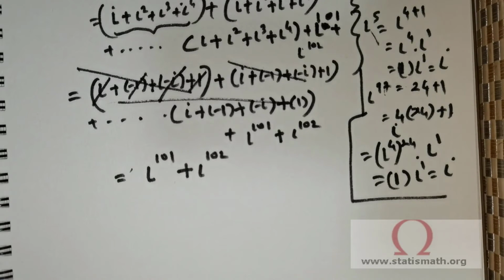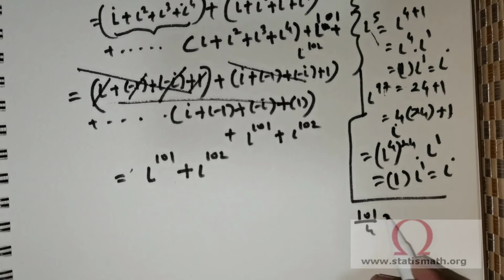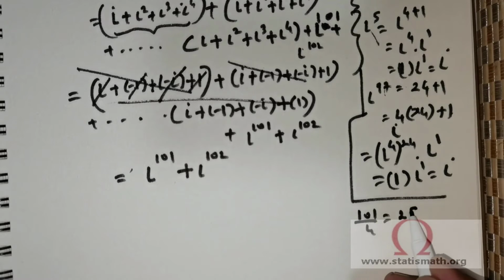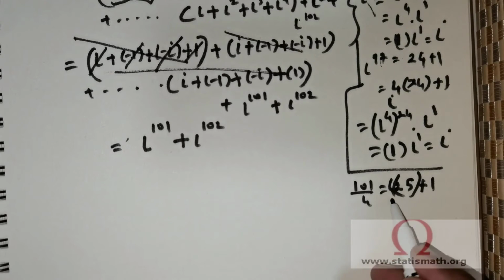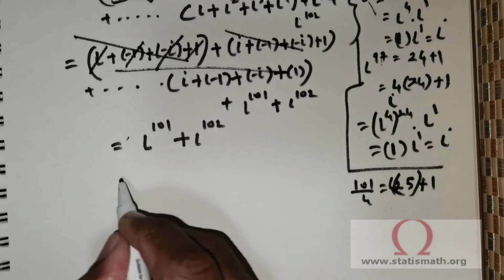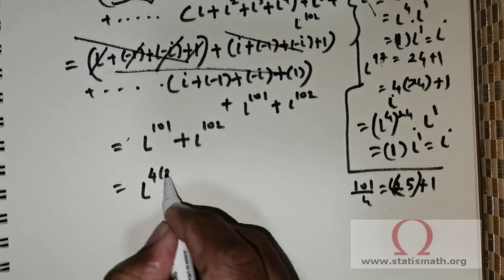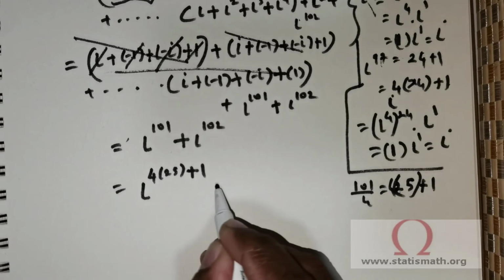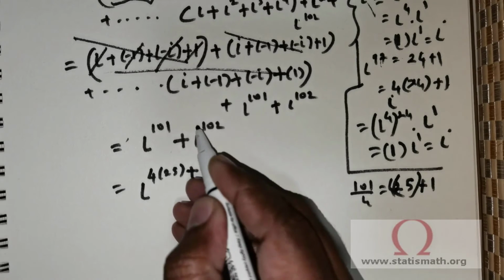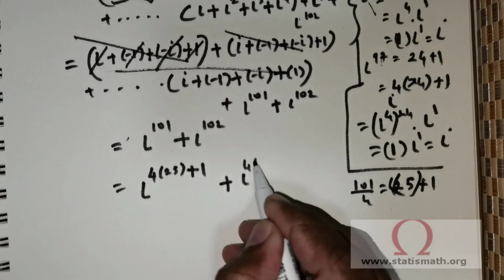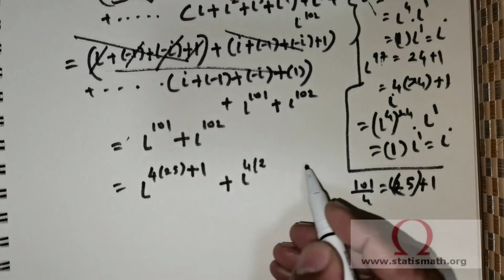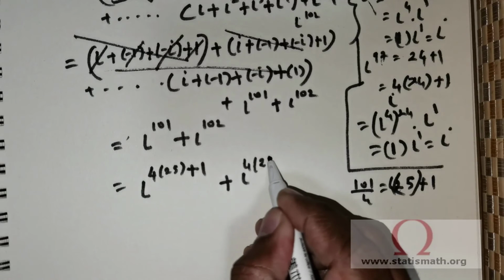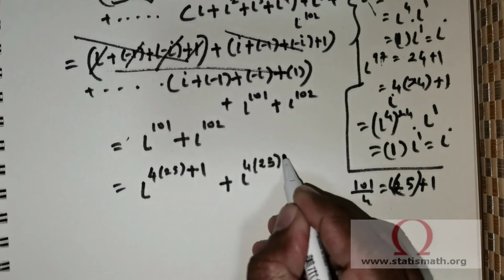Now if I were to use 4 and write 101, 101 divided by 4: 4 times 2 is 8, you carry 2, you get 5, so you have an addition of 1. So this is going to be 4 times 25 positive 1. So I can rewrite this as i raised to the power 4 times 25 positive 1, positive i raised to the power, this can be rewritten as 4 times 25 positive 2.